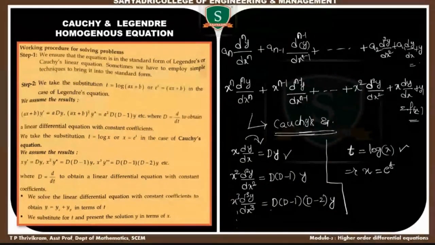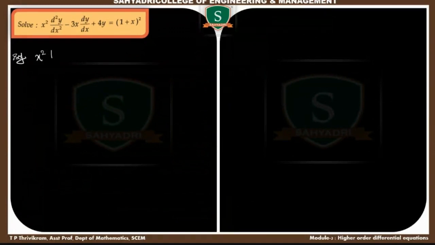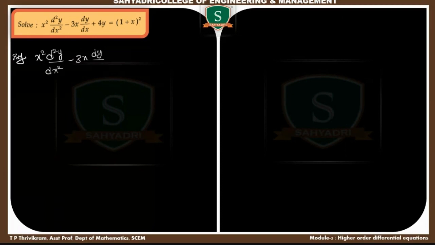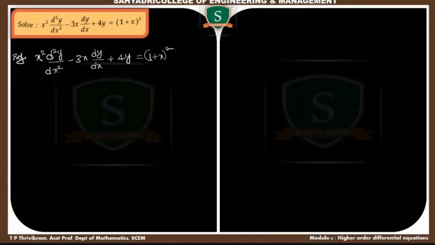Okay, let us see one problem so that we'll get clarity on this. Here we have x^2 d^2 y by dx^2 minus 3x dy by dx plus 4y is equal to (1 plus x) whole square. Now if I expand this, what happens? 1 square plus x square plus 2x.